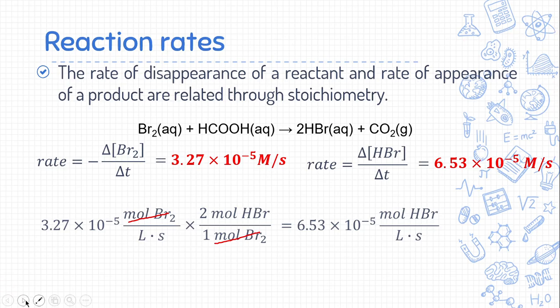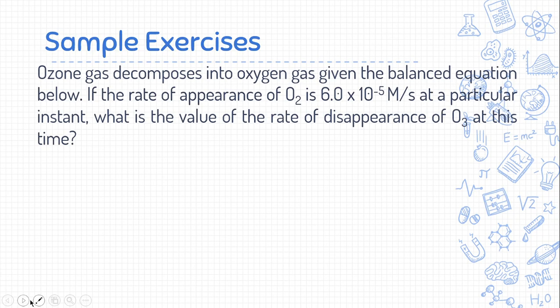Okay. So let's move forward to another sample problem, which you should try doing on your own. Ozone gas decomposes into oxygen gas given the balanced equation below. If the rate of appearance of oxygen is 6 times 10 to the negative 5 molar per second at a particular instant, what is the value of the rate of disappearance of ozone at this time? So this is the balanced equation. If you can recall, ozone is found in the ozone layer in our atmosphere, and it's the one responsible for blocking the harmful UV radiation from the sun.